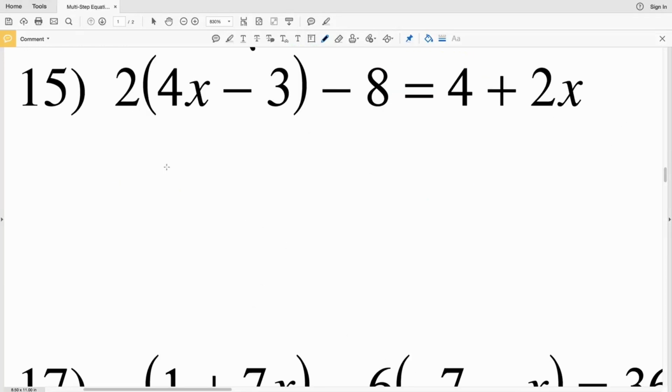Here we go. Let's finish off the last 6 problems on the multi-step equation worksheet, and I'll leave a link in the description below so that you know how to get to these free worksheets that are provided by Kuta Software.